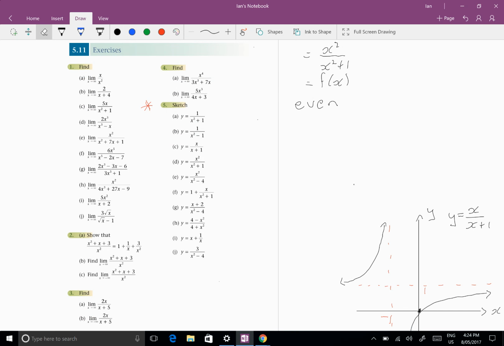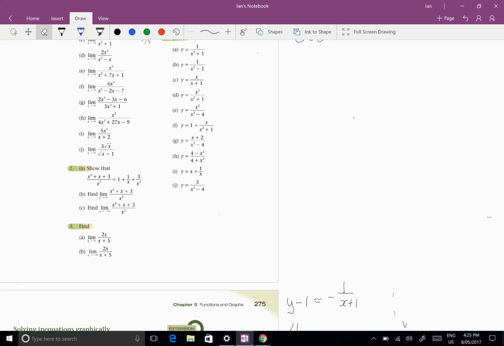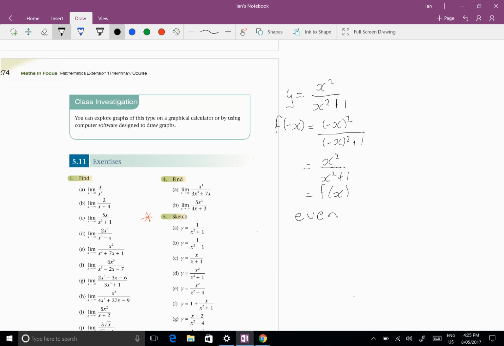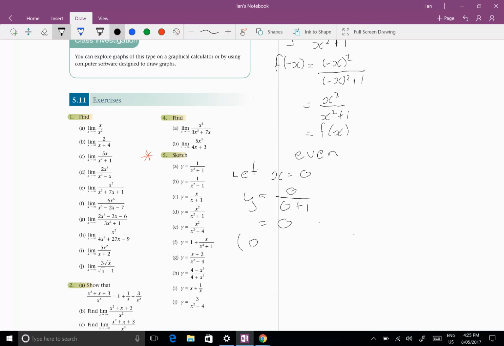Now, what else do I have to know? Well, I can find the asymptote, the x-intercept. I can find the x-intercept, the y-intercept, if I let x equal 0, and I'll get y equals 0 on 0 plus 1, which equals 0. So I found the x-intercept and the y-intercept at the same time. So I get x equals 0, y equals 0.